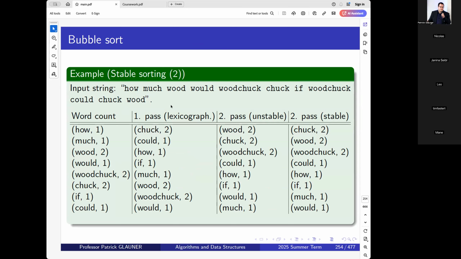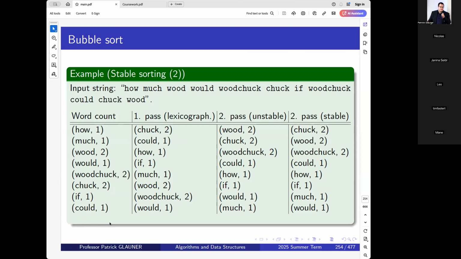And if we do a word count, we will see something like this. We will have tuples now. So we don't have just single integers, we have tuples as the elements. The first tuple is how. How appears once in here. Much appears once. Wood appears twice, which is here and there. Woodchuck appears twice. Chuck appears twice. If appears once. And could appears once. So this is my data set now.